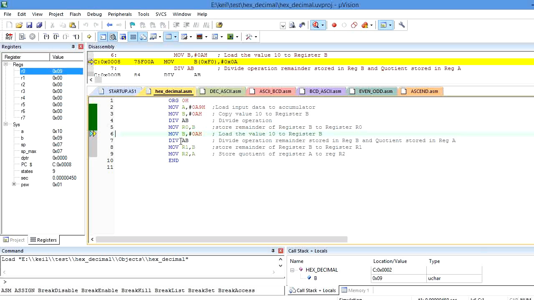And after that, again I am going to copy the 10 into the B register. What is the 10 in hexa value? That is A. I am going to copy it to the B register. Before execution B is 9. So after execution the value of register B becomes A.